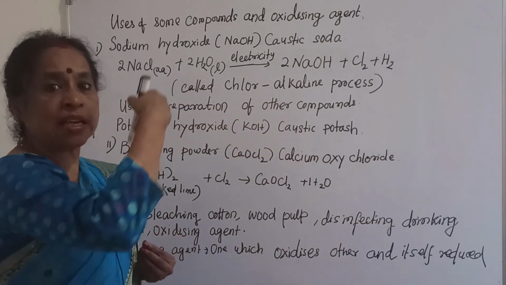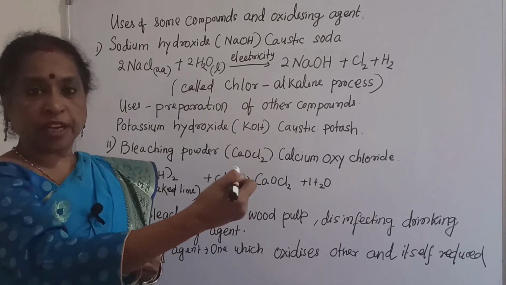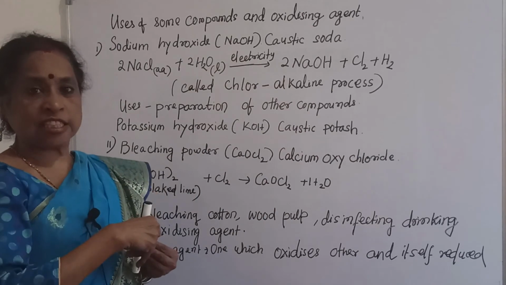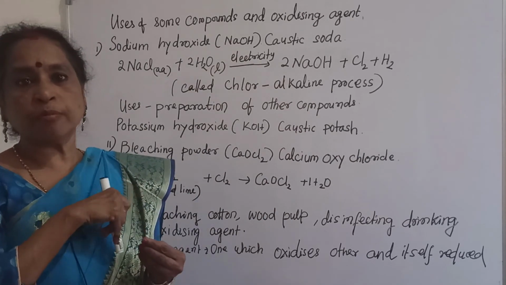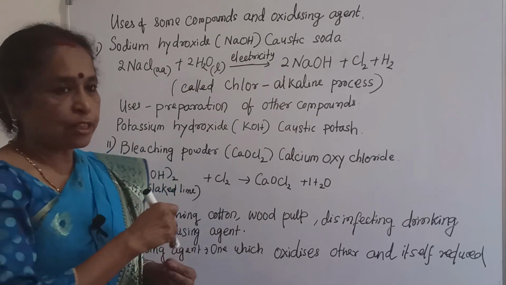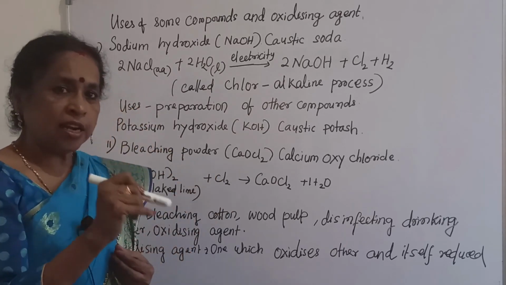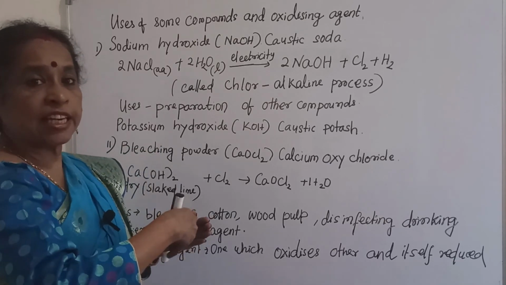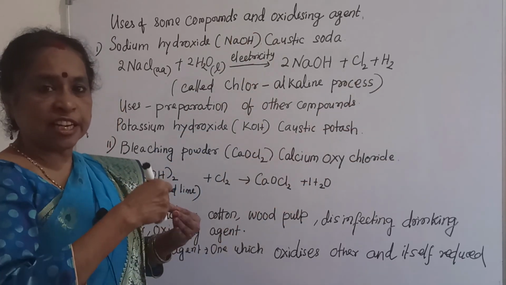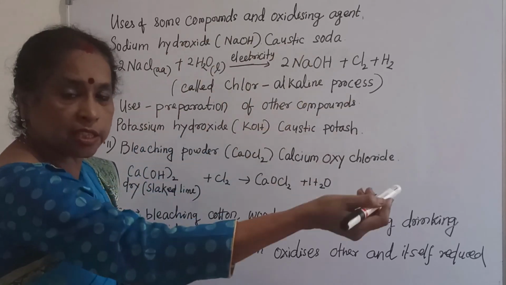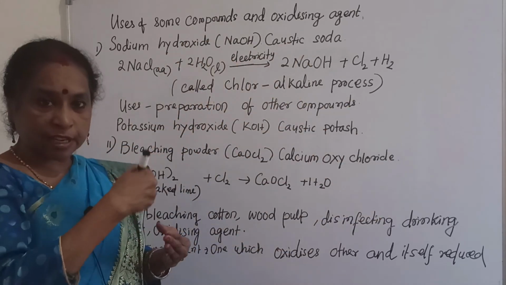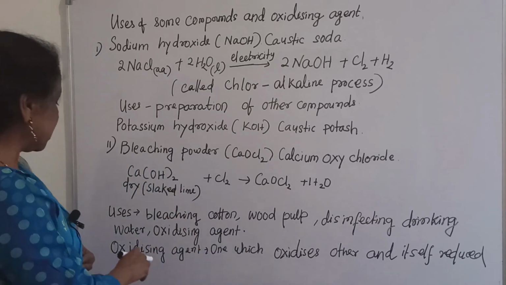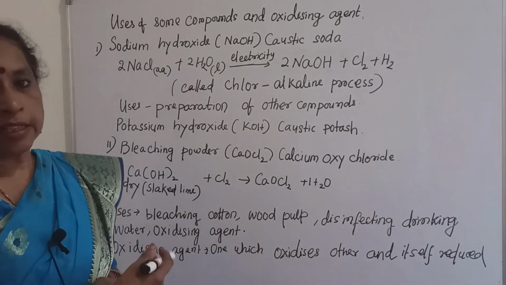What does it mean to oxidize others? It gives oxygen to others, and itself is reduced, meaning oxygen is removed from this compound. Since calcium oxychloride contains oxygen, it can give oxygen to others. That means it can oxidize others and itself is reduced. Itself reduced means oxygen is removed from calcium oxychloride. This oxidizing agent will be made clear in the next chapter.